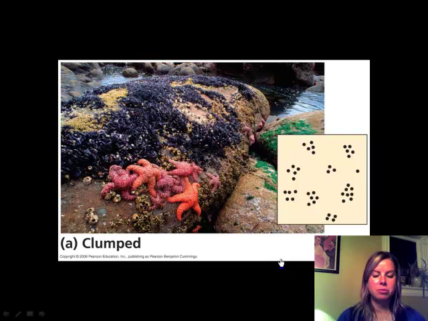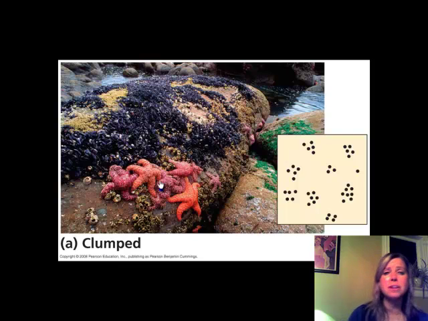So here you can see what is called clumped distribution. So they're in these little groups, and then there's a lot of space in between them. So here you can see these sea stars are in a clumped distribution pattern. So the reason that they usually do this is because of some sort of attraction between individuals. It could be some sort of social aspect they have.